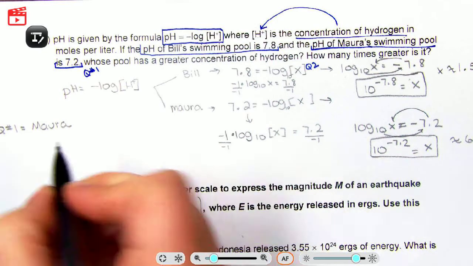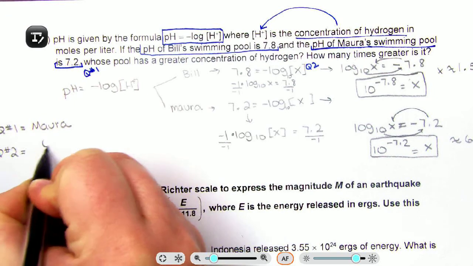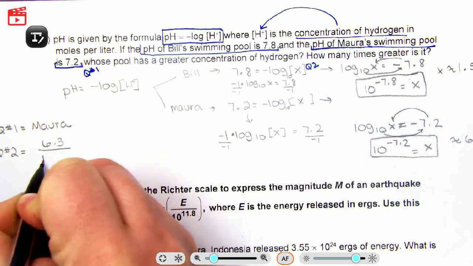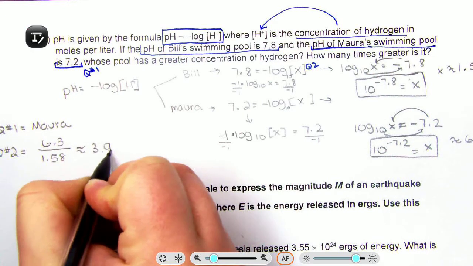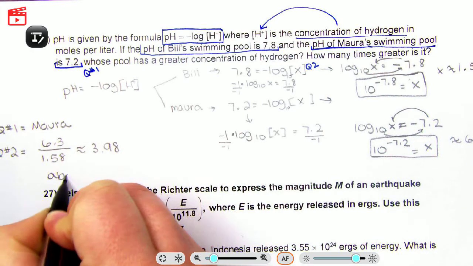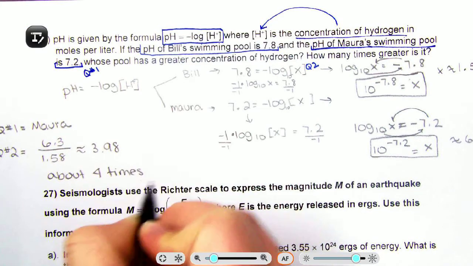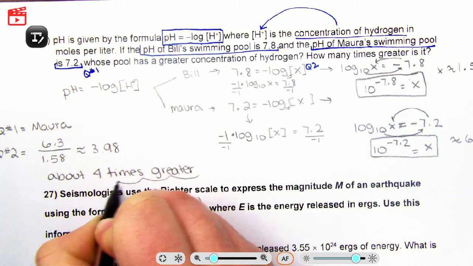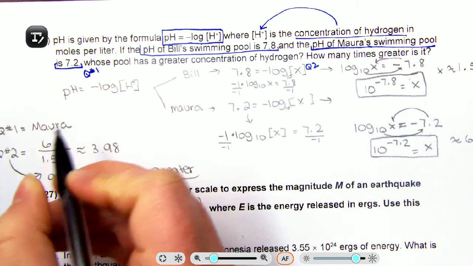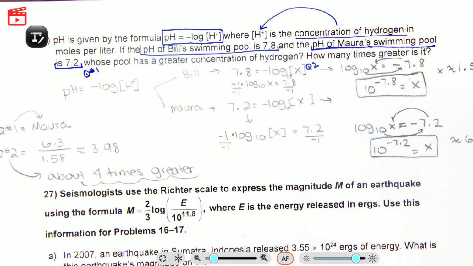So I'm going to do this to find out question number 2. I'm going to say I have about 6.3 and I'm going to say 1.58. So that's about 3.98, so about 4 times greater. So here's the answer to question number 2, answer number 1. And all of this work is to answer question number 1.